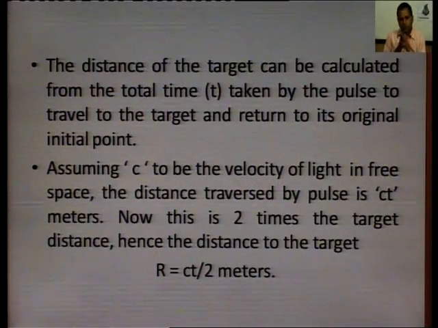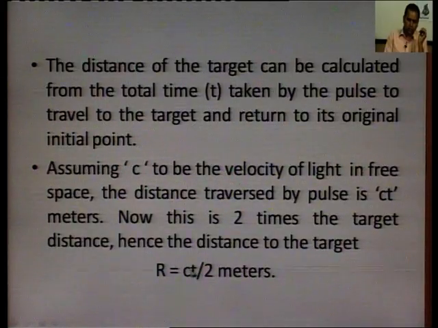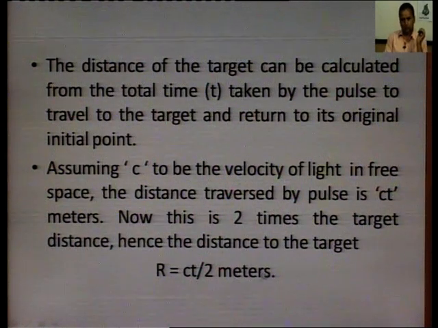So, we know the velocity, we know the time, we can calculate the distance, which is also called range. We divide the total time by 2, it is t by 2, and multiply it with the velocity, because velocity is distance upon time. So, distance is velocity into time, time is t by 2, c is the velocity. So, range can be calculated.